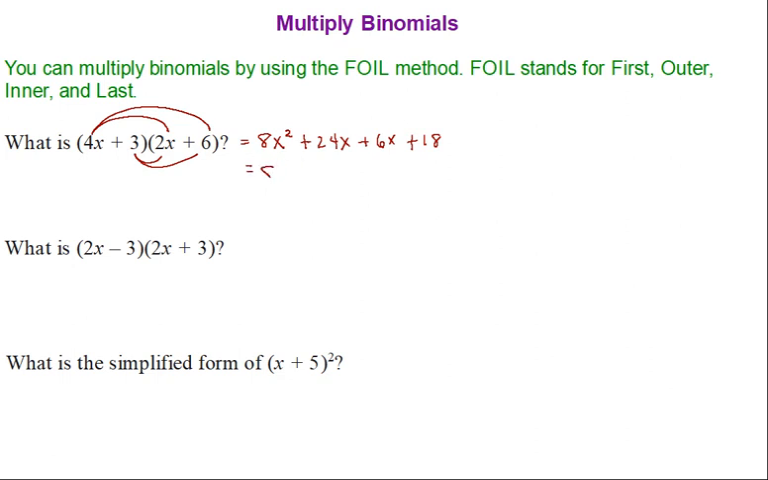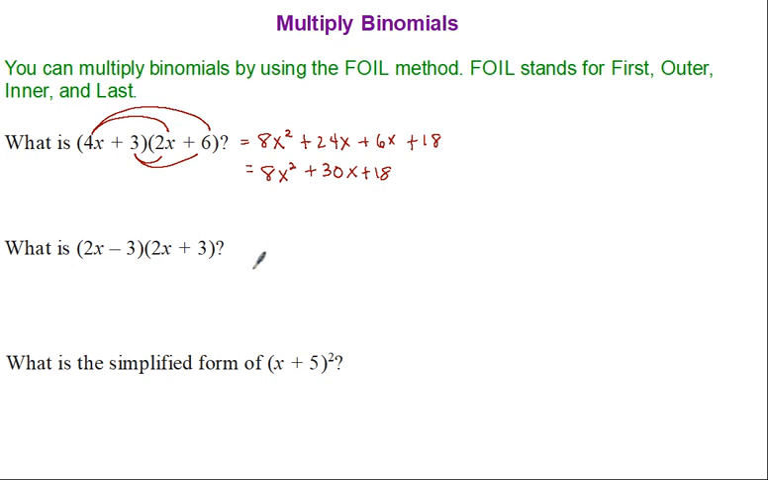So combining like terms, this leaves us with 8x squared plus 30x plus 18. So we can just write this in standard form instead of having it written in terms of factors, or of course in the two binomials. All right, this is the answer here.